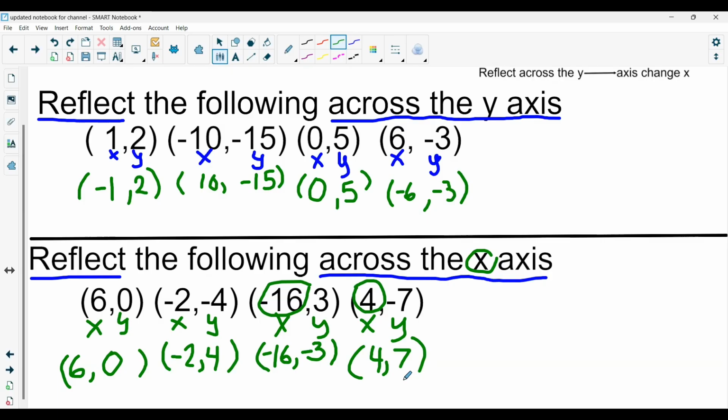Reflecting across your x or y axis. If we reflect across our y axis, the x changes. If we reflect across the x axis, our y changes.